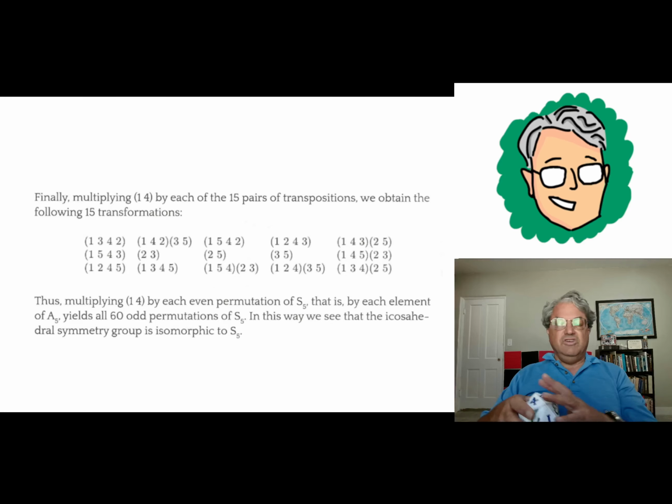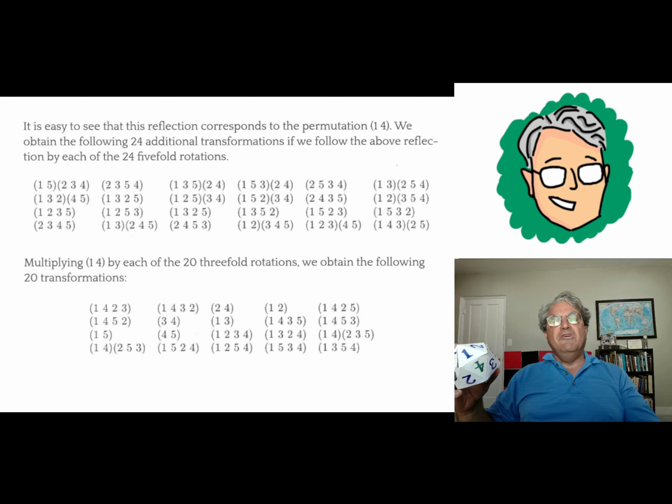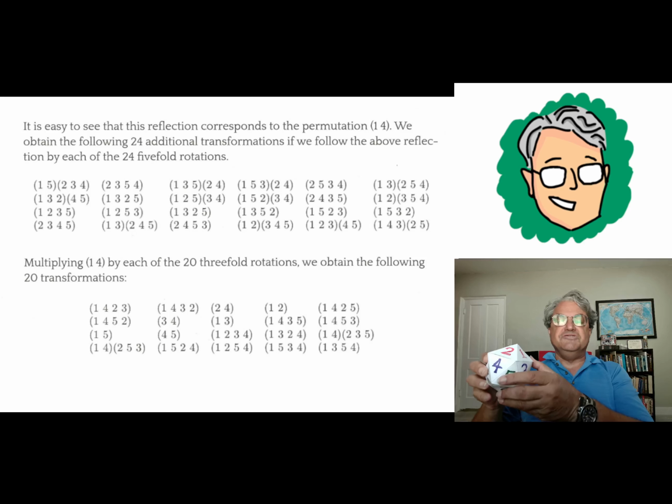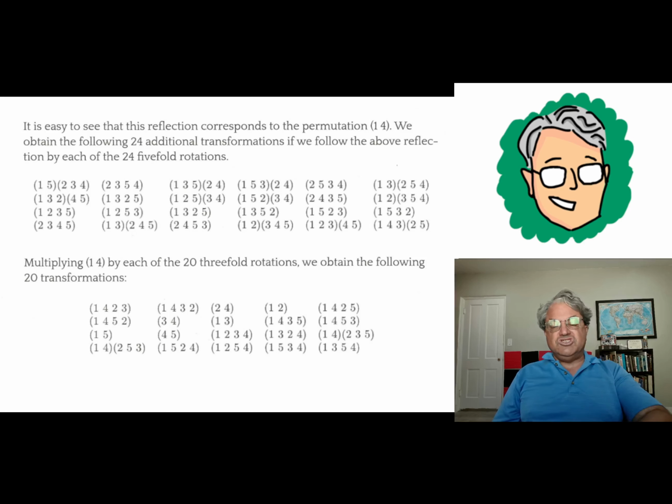And if you did the threefold rotations, I might as well go back to the slide where I talk about them. Remember, a threefold rotation is something like this. You start with a face, and then you can rotate 120 degrees clockwise or counterclockwise. But there's 10 pairs of opposite faces, so that gives you 2 times 10 or 20 threefold rotations, and if you combine them with a single reflection, you get 20 of these transformations.